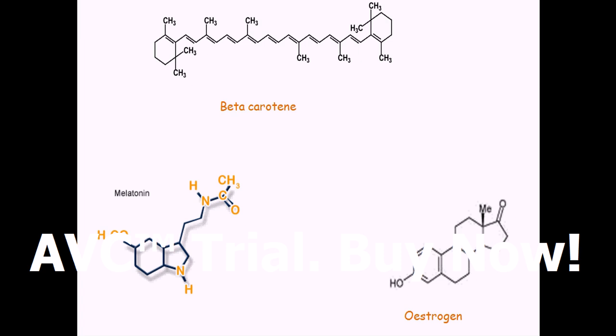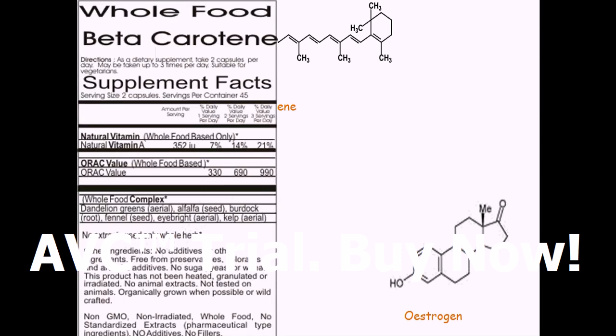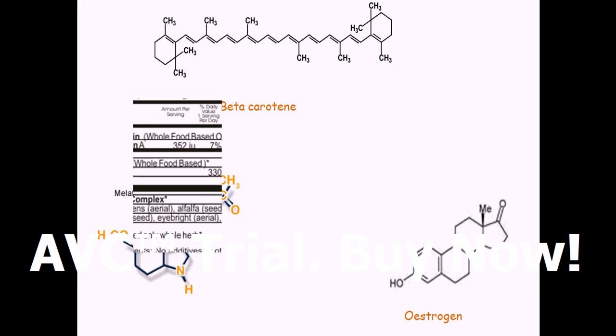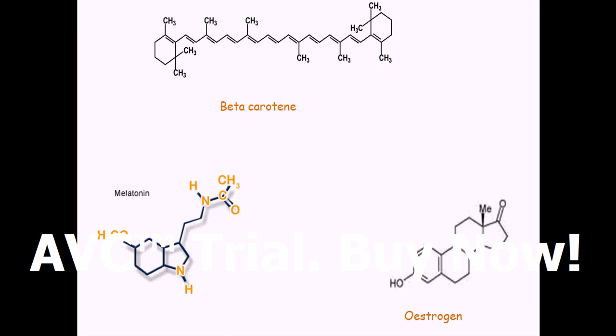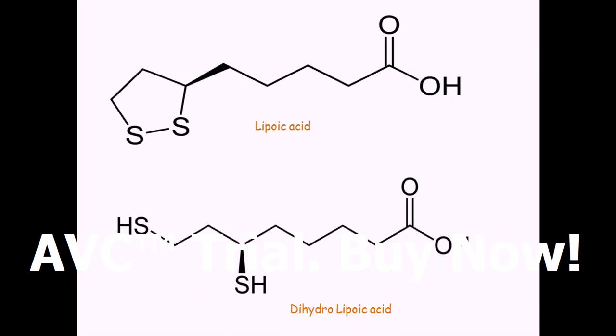The next type of antioxidant is melatonin. Melatonin and estrogen are also antioxidants which are produced in the body, which have specific functions in different areas of the body. These are all the supplements for the different antioxidants.